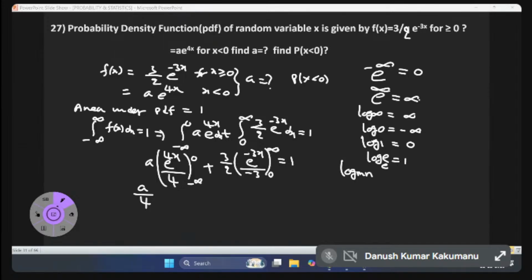Log mn, you know very well. Log m by n, you know very well. Log m power n is n log m. Log m plus log n, log m minus log n. Is it clear to all of you? Yes. One interesting formula: log a power m, b power n.